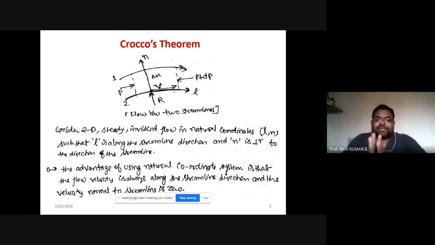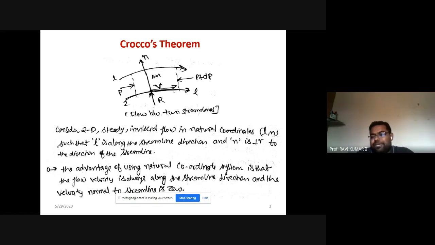Let's consider two-dimensional steady inviscid flow in a natural coordinate system, such that this l is along the streamline direction and n is perpendicular to the l direction. What are the advantages of considering this? My problem will now become one-dimensional, almost one-dimensional. So I will be applying all the continuity, momentum, and energy equations only in one direction, that means along the streamline.